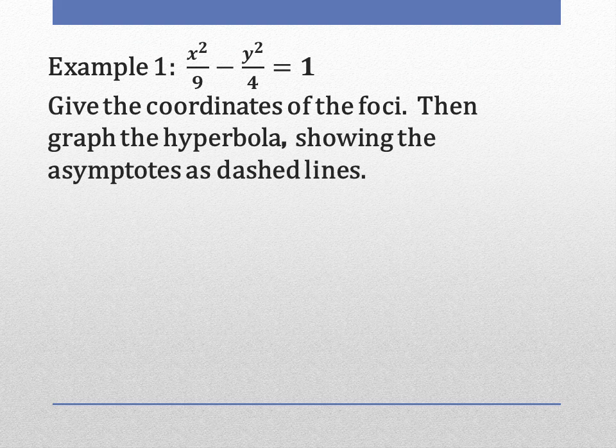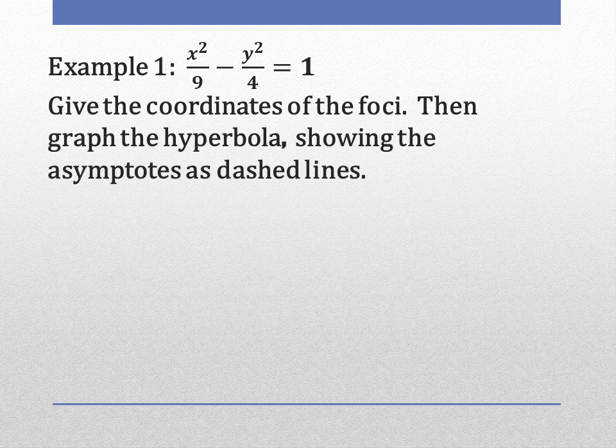So for our first example, we have a hyperbola in standard form, and we note that it is in standard form because the equation is equal to 1. We also know that it is a hyperbola and not an ellipse because we are subtracting as opposed to adding. So we are going to begin by finding the coordinates of the foci, and we're going to graph the hyperbola, and we're going to show the asymptotes as dashed lines, and we're also going to show the box.